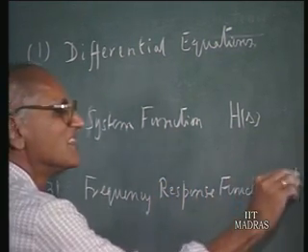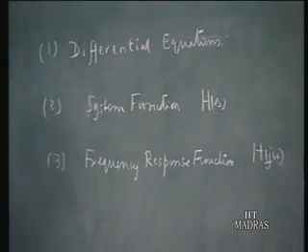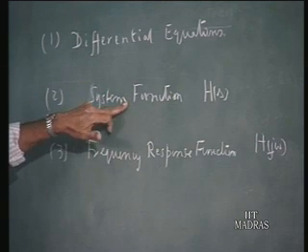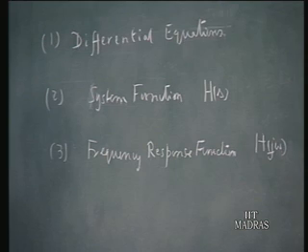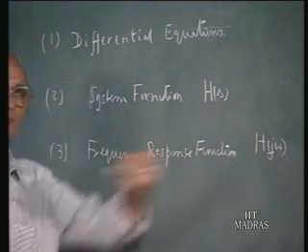H of j omega. It turns out that when we later on study Laplace transformation methods, the system function comes into its own. We will try to exploit the properties of the system function to deal with the transients. And when we study later the Fourier transform methods, we will use the frequency response function H of j omega.